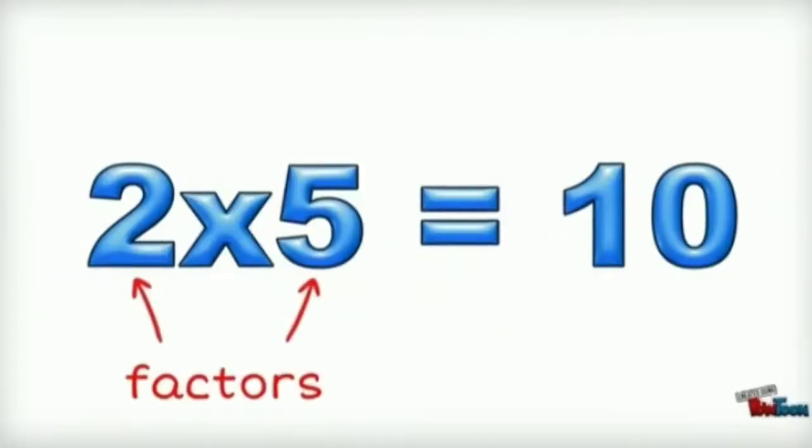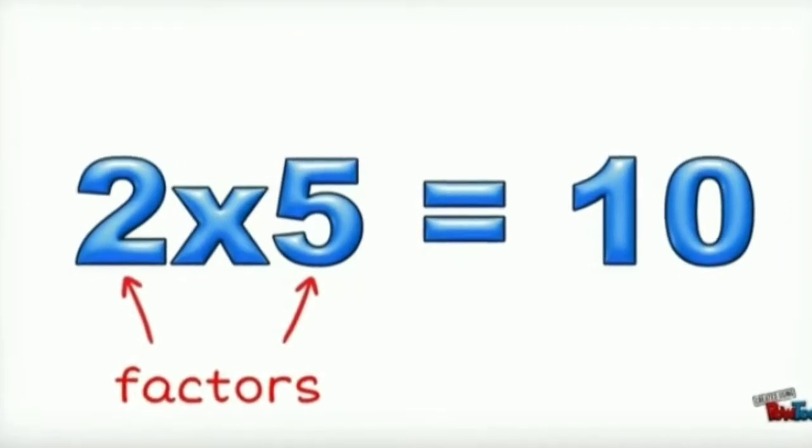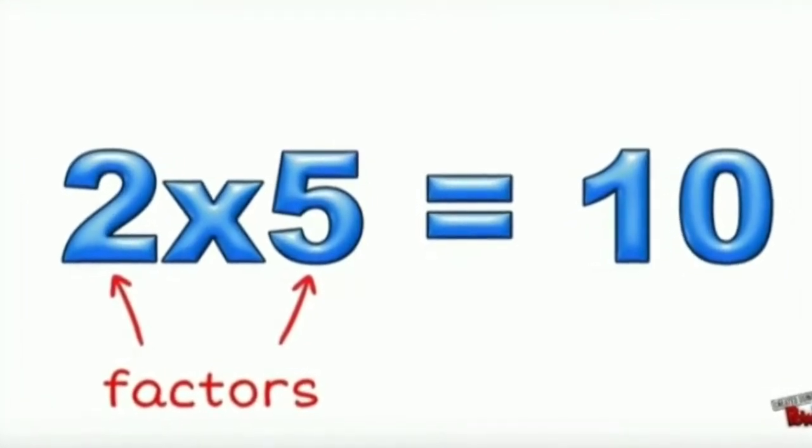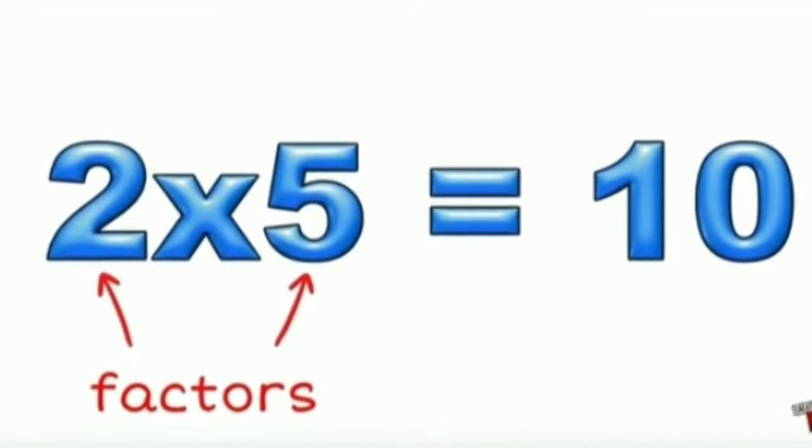In terms of multiplication, we define the factor as the whole numbers you multiply together. For example, 2 into 5 is equal to 10. So 2 and 5 are the factors of 10.